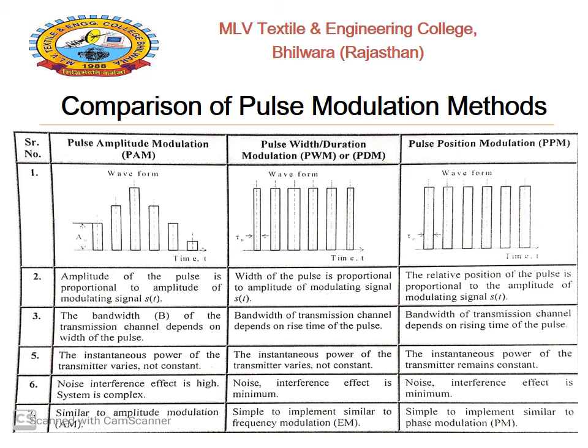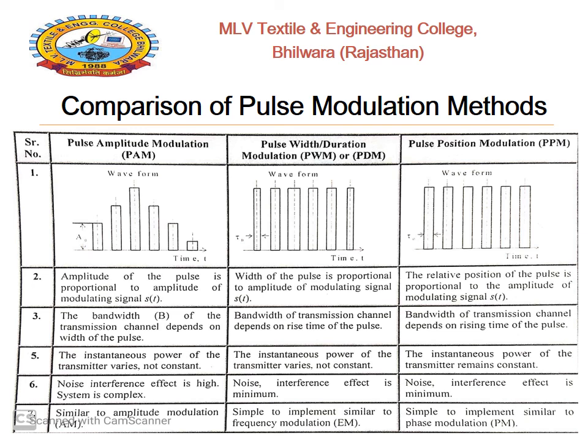In case of PAM, for the third parameter, the bandwidth of the transmission channel depends upon the width of the pulse. For PWM, the bandwidth of the transmission channel depends on the rise time of the pulses. For PPM, the bandwidth of the transmission channel depends on the rise time of the pulses. For the next parameter, the instantaneous power of the transmitter varies, not constant, in case of PAM. For PWM, the instantaneous power of the transmitter varies, not constant. Similarly in PPM, the instantaneous power of the transmitter remains constant.